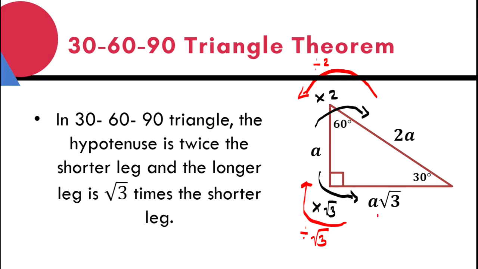from the longer leg, divide it first by square root of 3 to get the shorter leg, and then from the shorter leg multiply by 2 to get the hypotenuse. And vice versa, if the given is the hypotenuse, you solve first for the shorter leg, so divide it by 2 to get the shorter leg, and then multiply by square root of 3 to get the longer leg.